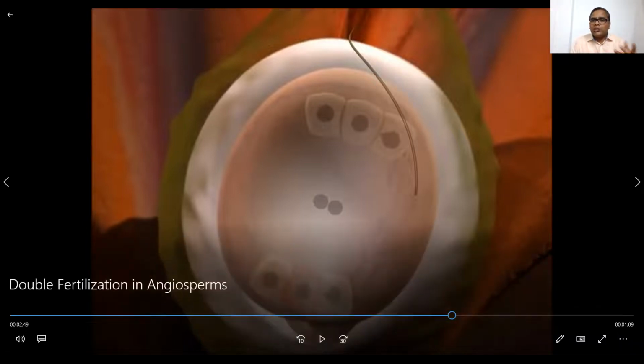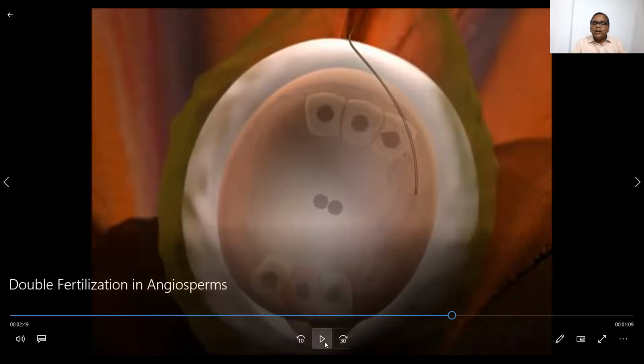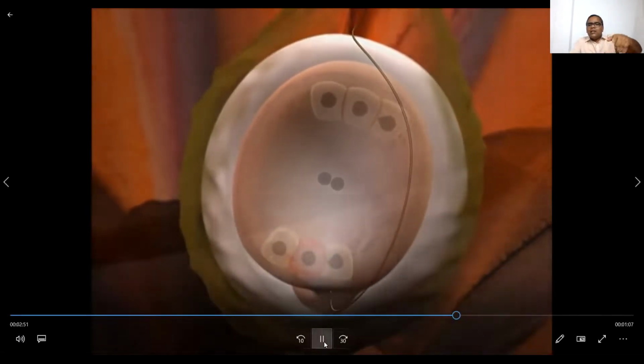When this penetration is taking place, the most common method of penetration is porogamy. But in some cases, it may be chalazogamy or mesogamy. Through any of these methods, this penetration is taking place. Porogamy is the most common. So in this diagram, we are representing the penetration of the pollen tube through the micropyle. So through the micropyle, it entered.